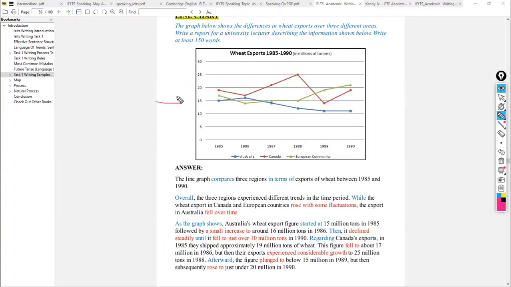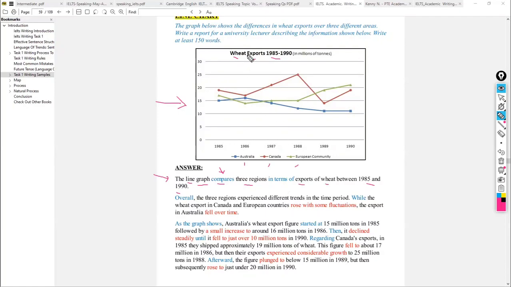Now, let me show you the correct description of this graph or chart. Now, this line graph, notice how I named this graph. Comparing is to look at similarities and differences. It compares the 3 regions in terms of exports of wheat between these 2 dates. So these are the main ideas. This is the general information.